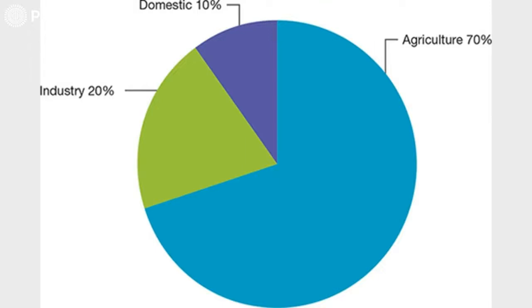So agriculture, you can see, takes up a huge amount of our freshwater use. 70% of our freshwater is used in agriculture. Now, this is in Australia specifically. 20% of our use is in industry, and 10% is our domestic use. So domestic just refers to household use of water. Keeping in mind, agriculture is farming, so agriculture is the production of food, and industry is the production of goods.